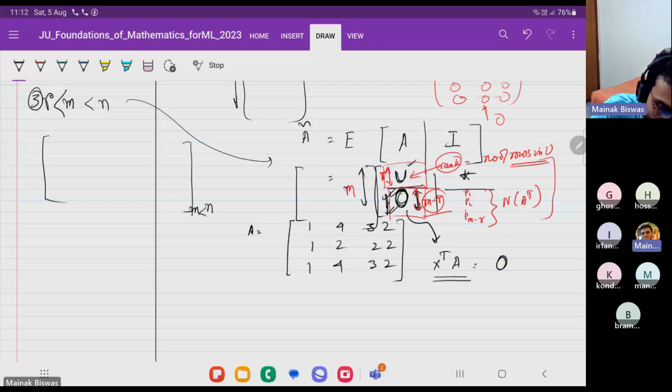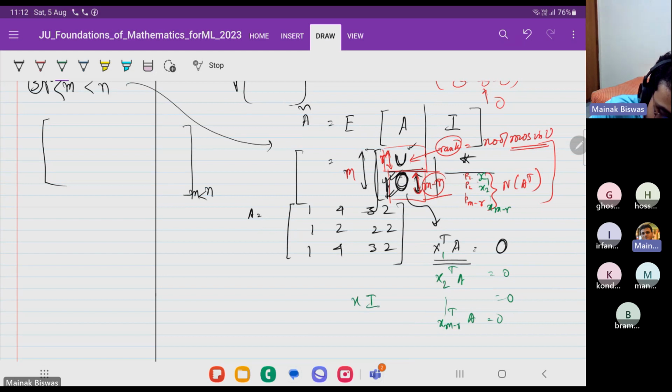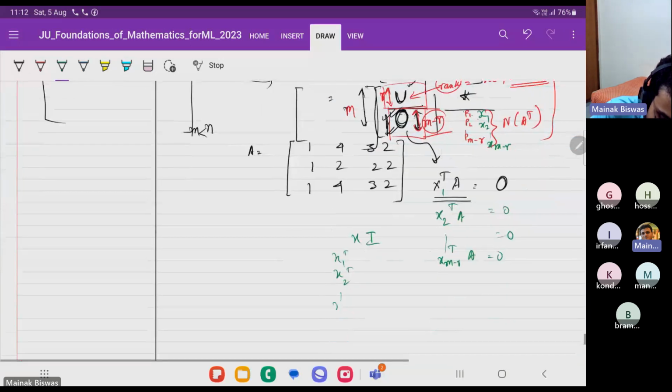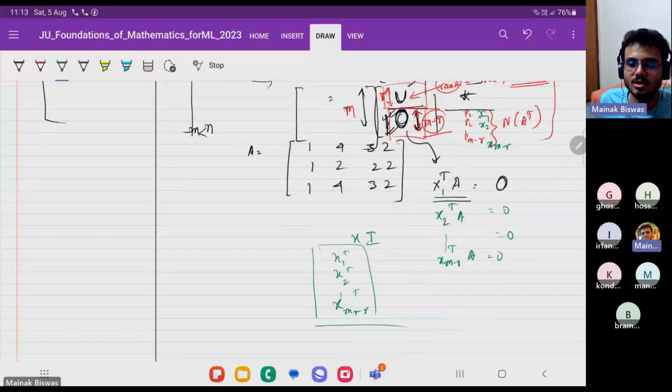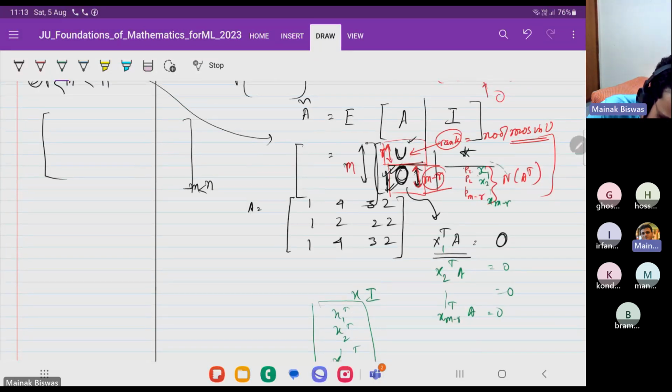So what will happen to the identity matrix? Won't I get the x's here, x1, x2, and x(m-r)? If it is x1, x2 transpose A, dot, x(m-r) transpose A, this is equal to 0. So what will I get in the identity matrix? I will get x1 transpose, x2 transpose, dot, x(m-r) transpose, right? Yes or no? So in this part of the augmented matrix, you will have all the null space of A transpose.